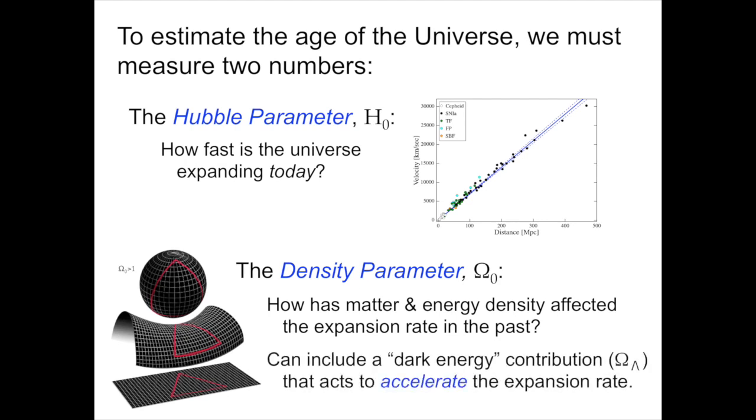Taken together, we can include this with a dark energy contribution that could act to accelerate the expansion rate of the universe. So to correctly determine the age of the universe, I must take into account how fast it is expanding today, and through the density parameter, what is the behavior of that expansion in the past? Was it faster or slower than I see in the present day?